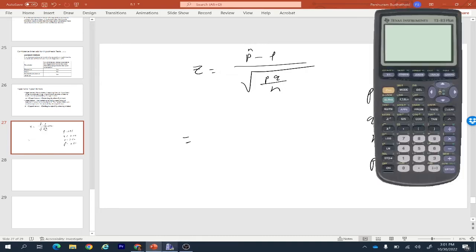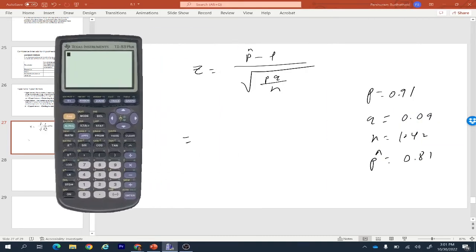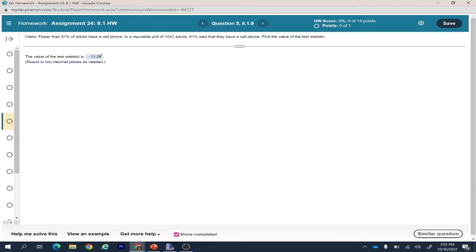So p cap is 0.81, minus p which is 0.91, parenthesis close, divide by square root, and then p is 0.91 times q is 0.09, divided by 1042, parenthesis close, and then hit enter. That gives us negative 11.28. So it's negative 11.28. That's how you find the test statistic.